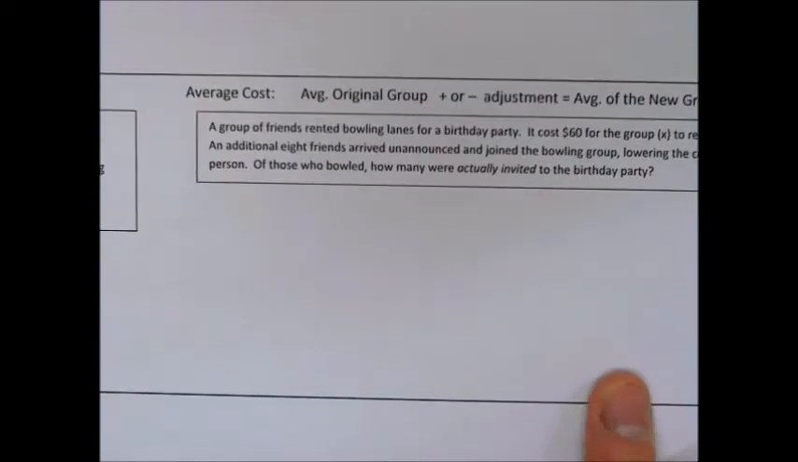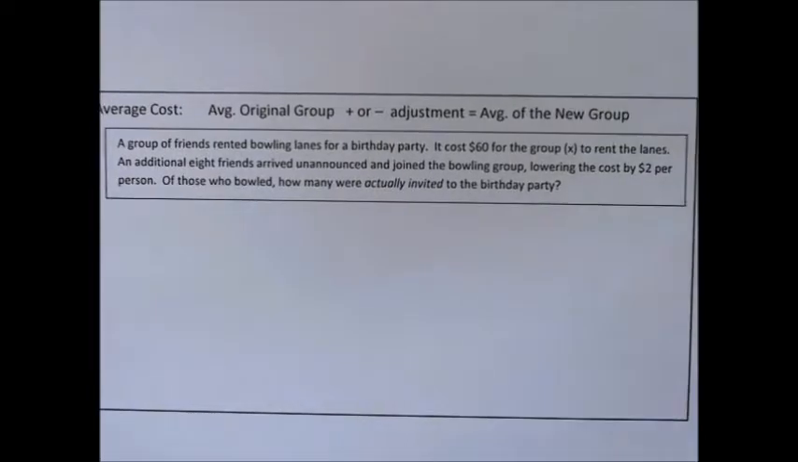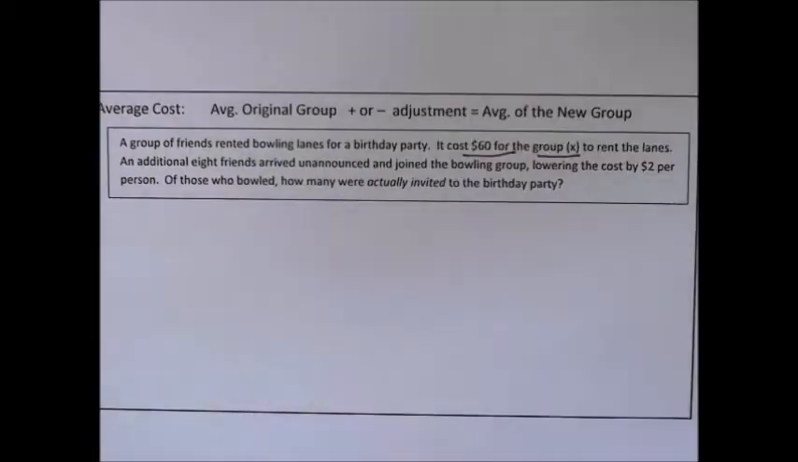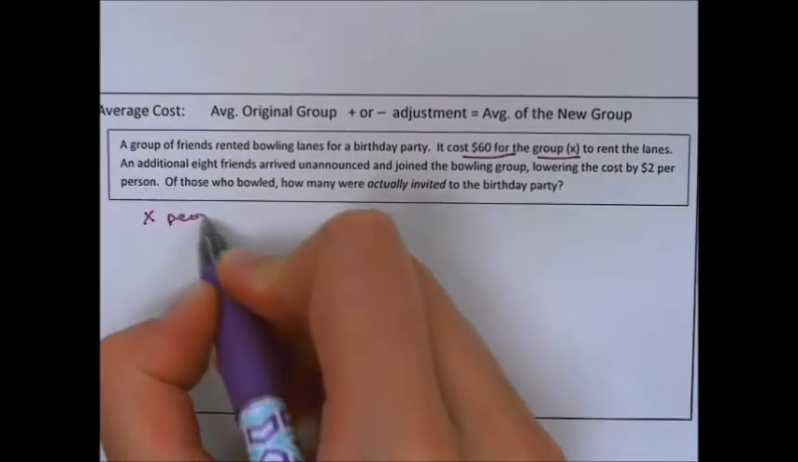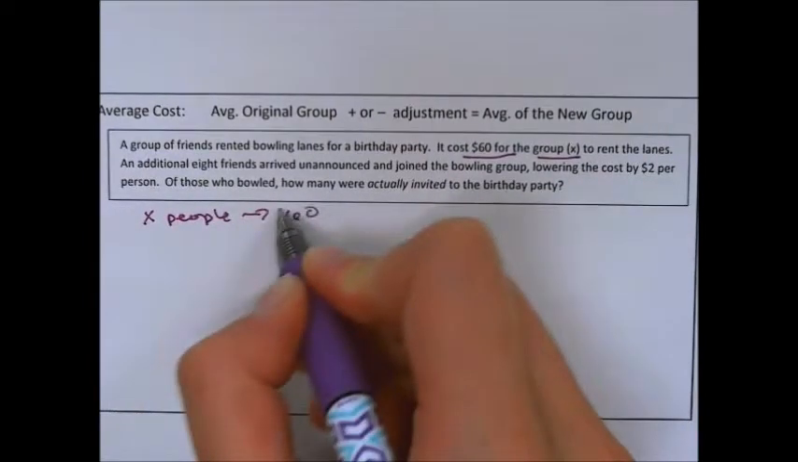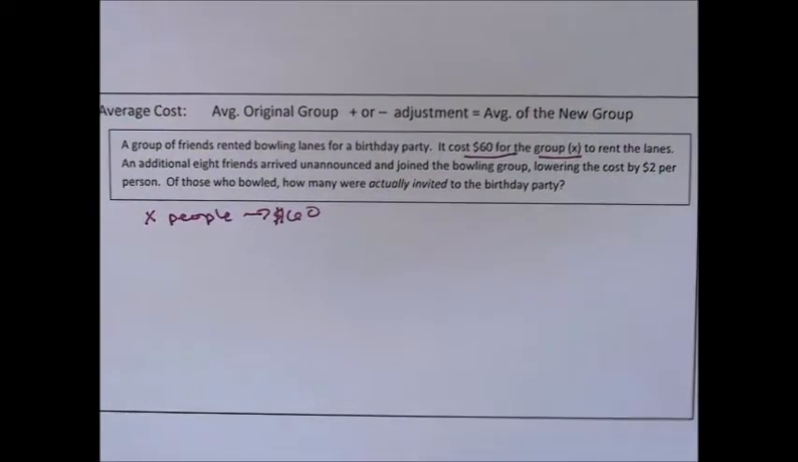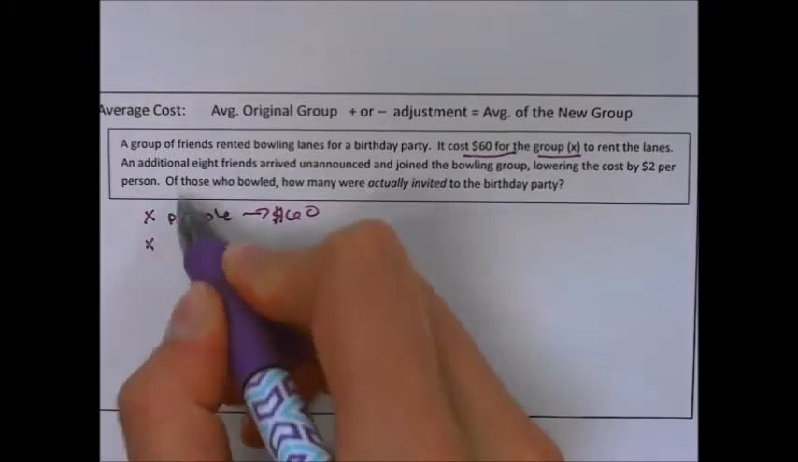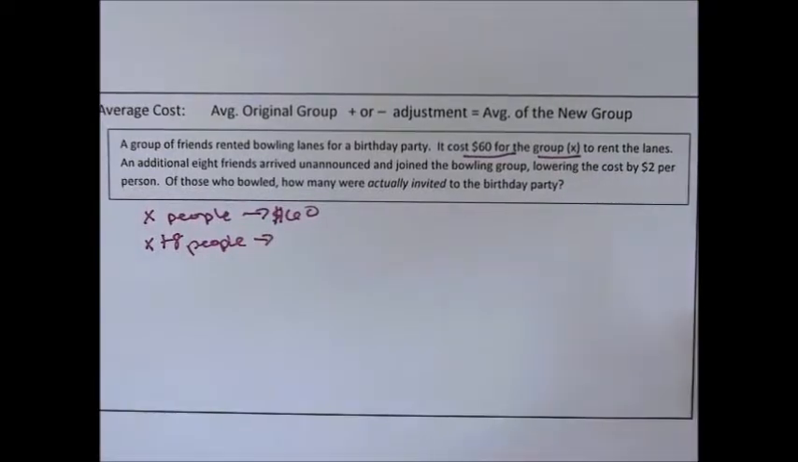Now let's look at the next type of problem, average cost. A group of friends rented bowling lanes for a birthday party. It cost $60 for group X to rent the lanes. So X people, $60. An additional 8 friends arrived unannounced. So X plus 8 people. And it lowered the cost by $2 per person.